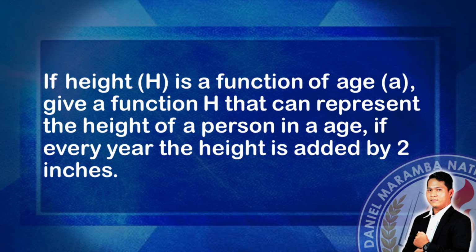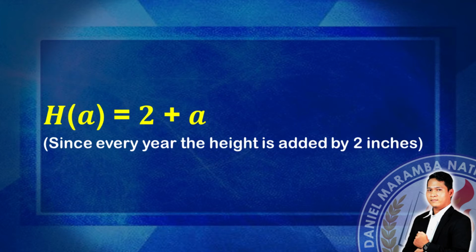Another example, if height is a function of age, give a function h that can represent the height of a person at age a, if every year the height is added by 2 inches. So h(a) is equal to 2 plus a, since every year the height is added by 2 inches.